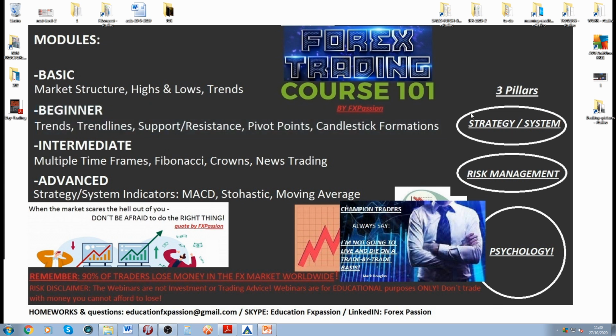Remember what we are trying to do here. We are trying to build the three pillars. Pillar number one is the strategy and or the system. Pillar number two is the risk management, and pillar number three is the psychology part. We are trying to understand how psychology affects our risk management decisions and our strategy.